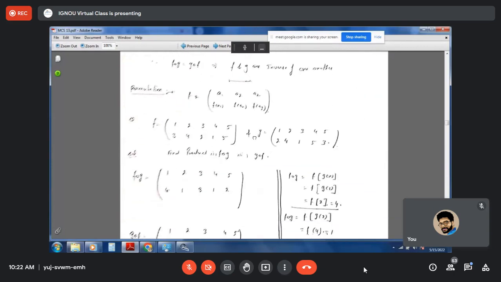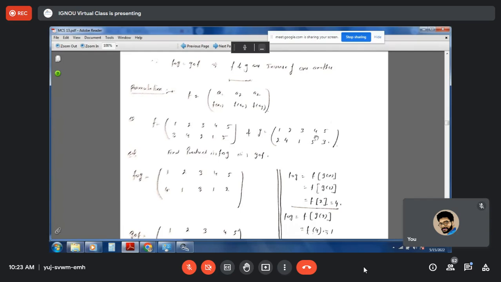Here, let us see. Say it is a function, 1, 2, 3, 4, 5. They are the pre-images. They are members of set A. Here, the image of 1 is 3, the image of 2 is 4, the image of 3 is 2, the image of 4 is 1, the image of 5 is 5. These are the members of the set A. If we write in this way, it is the permutation of the function f. Say it is G. G is the permutation 1, 2, 3, 4, 5, 2, 4, 1, 5, 3.